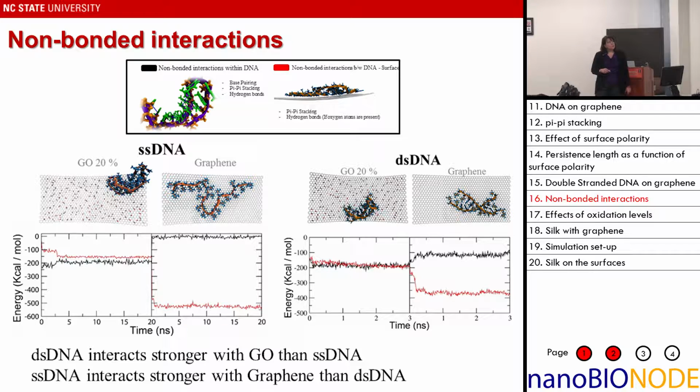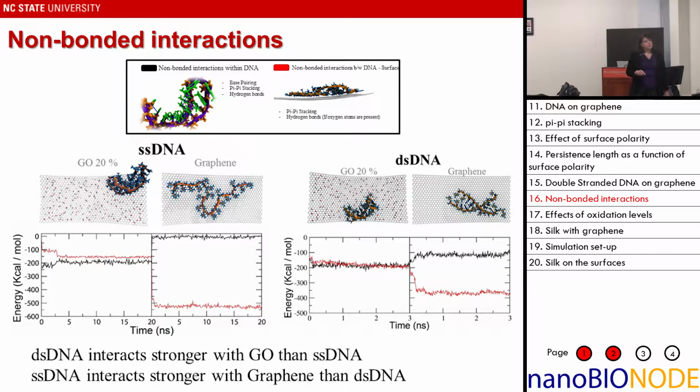We see that we lose some of the strength within the DNA, within the DNA interaction. Sorry, I'm showing the wrong curve. And then the DNA basically retains the rest of its strength and also interacts stronger within itself than with the surface. For graphene, of course, it interacts much stronger with the surface than with itself, as we can see here. For the double-stranded DNA, we have a competition between the strengths within the DNA versus the strengths with the surface, and that leads to the loss of the helicity. The 20% oxidation level is too much for double-stranded DNA. We lose the helicity here.